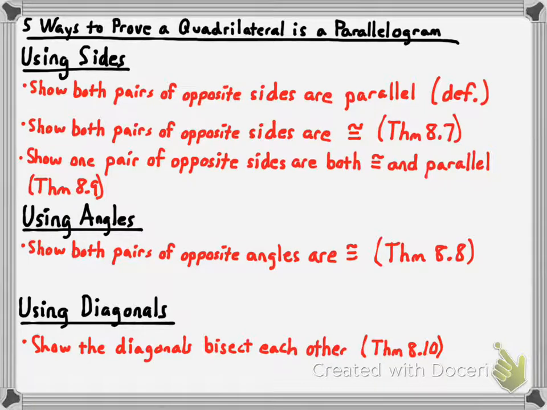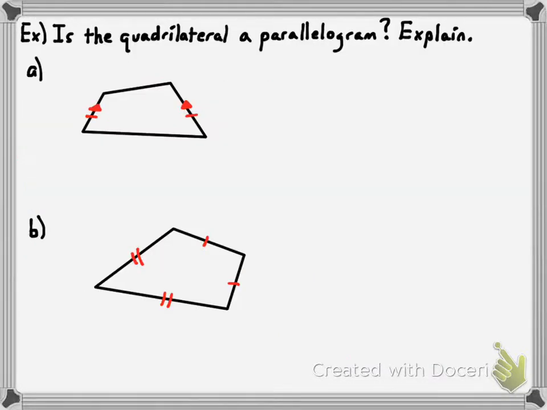Now, I'm not going to ask you to do a whole lot of actual proofs in trying to show that a quadrilateral is a parallelogram, but what I do need you to be able to do is analyze measurements in order to determine if a quadrilateral is a parallelogram, and that's what we're going to do in this next set of examples. You see the question, is the quadrilateral a parallelogram?